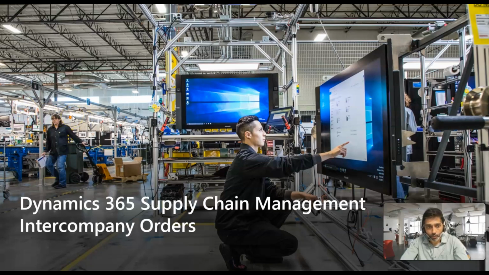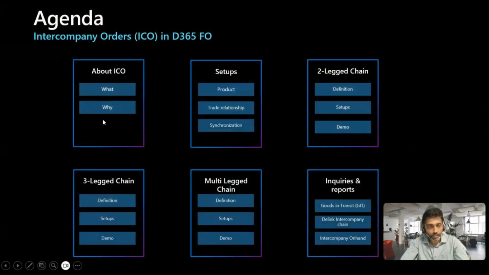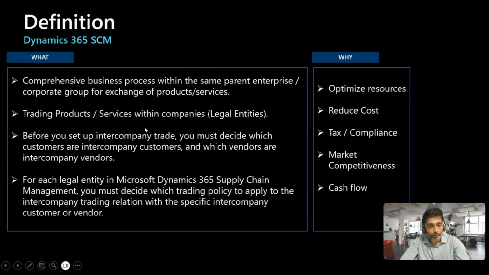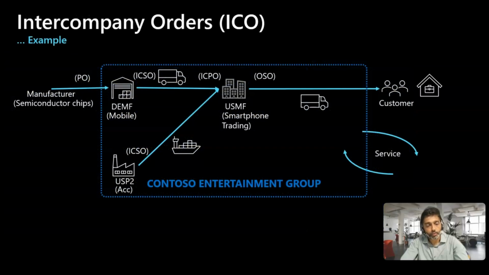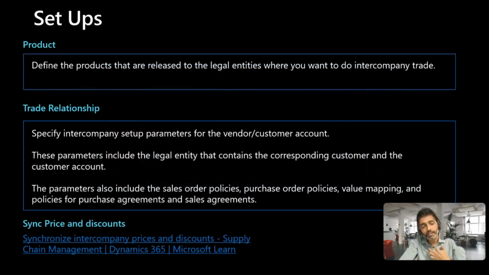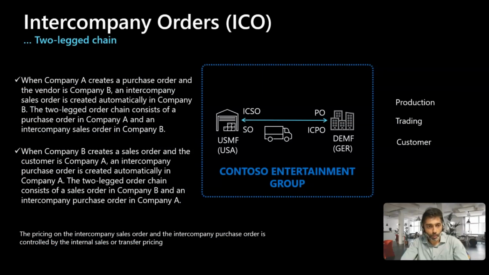So let's quickly get into today's topic of intercompany orders episode number 2. We already discussed the agenda for this series of videos, and we also discussed the fundamental definition of intercompany orders, why we need them, the basic process flow, the latest setups and configurations for the trade relationships, the need for having the product in both the legal entities, and how we can sync some of the important pricing and discount information. Make sure that you watch episode number 1 before getting into episode number 2. So in today's episode, we will try to understand the two-legged chain process.